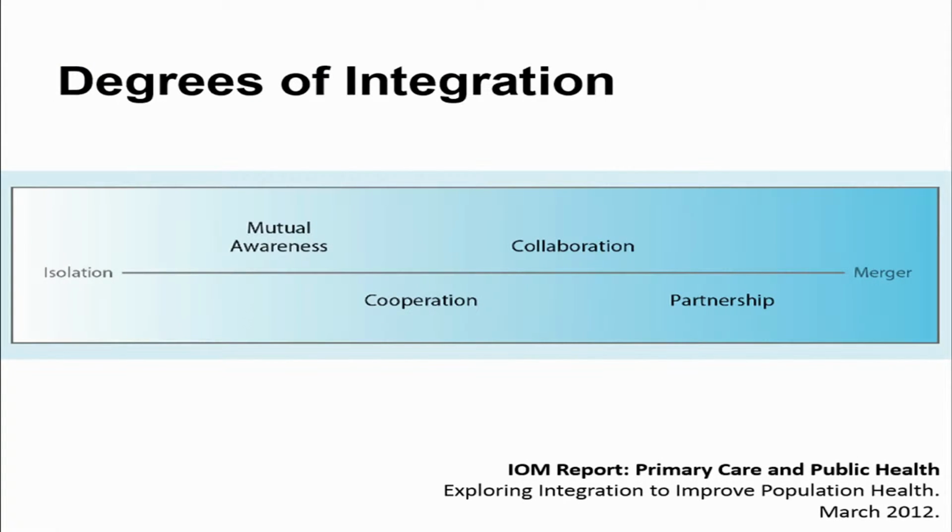So the IOM has weighed in on this issue before. They've talked about how important the integration of social and medical care is. A 2012 report from the Institute of Medicine's Committee on Primary Care and Public Health talked about the range of degrees of integration between these two disciplines, ranging from isolation and mutual awareness on the left of the spectrum to partnership and merger on the right of the spectrum. And I would say since that 2012 report, we've actually come quite a ways, moving from a mutual awareness to much more concrete opportunities for collaboration.